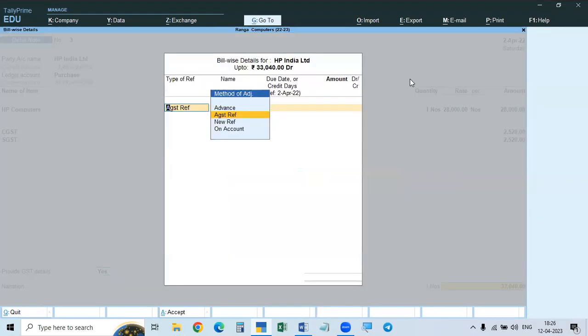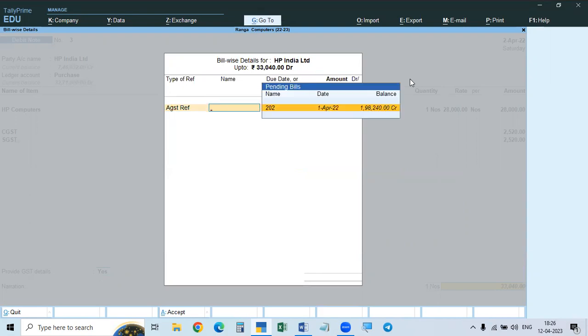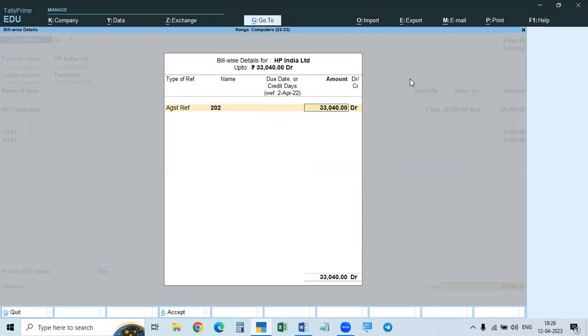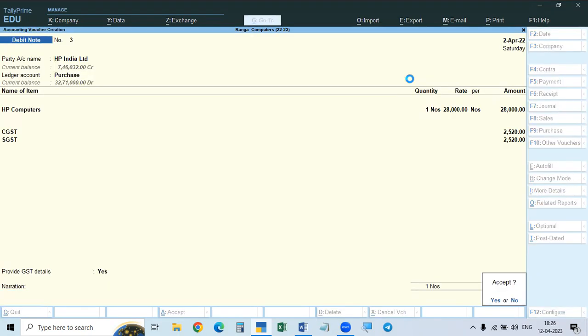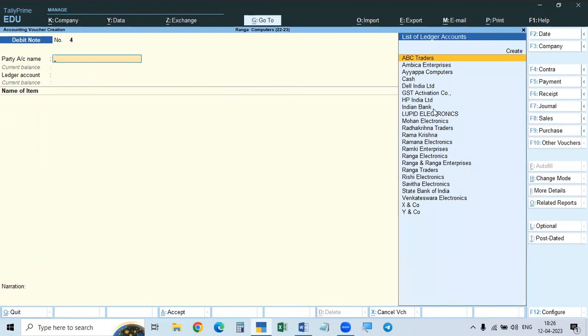Now it will go to bill wise details. Against reference, against which bill? 202, 1st April. That is the bill against which we have to adjust. So the first one is goods returned. The second one is that the quantity is more, that is, they billed more quantity. So reduce the quantity. When you reduce the quantity, the purchase bill itself is reduced. That means we are taking directly purchase, not purchase return. We have to take purchase only.